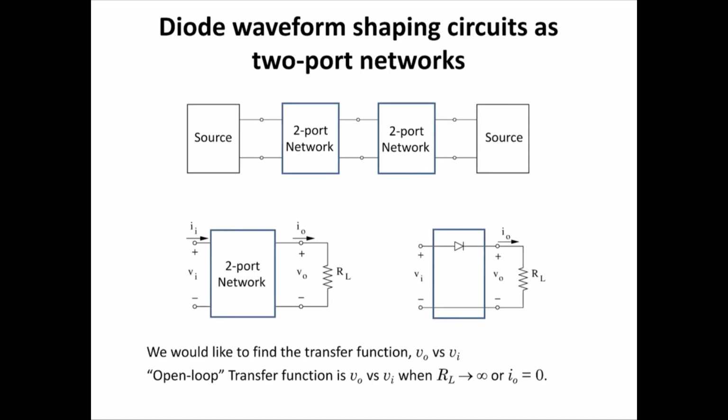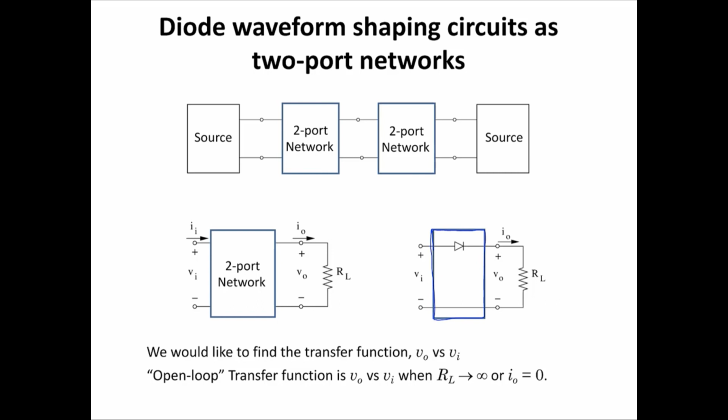Previously, you saw that we can represent the analog circuits with building blocks, where each one of these building blocks is a two-port network. One example of these two-port networks is a diode waveform shaping circuit. In this example, our two-port network consists of only one diode, and today in this lecture video, we're going to see how this network is going to affect the shape of the input signal.